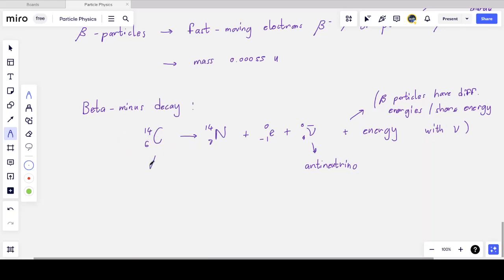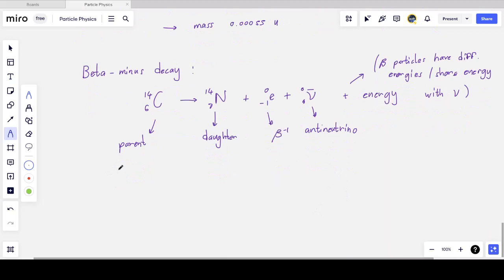And again, we have a parent nuclide, a daughter nuclide, a beta minus particle, which we can also represent with the beta and a little -1, and an antineutrino.